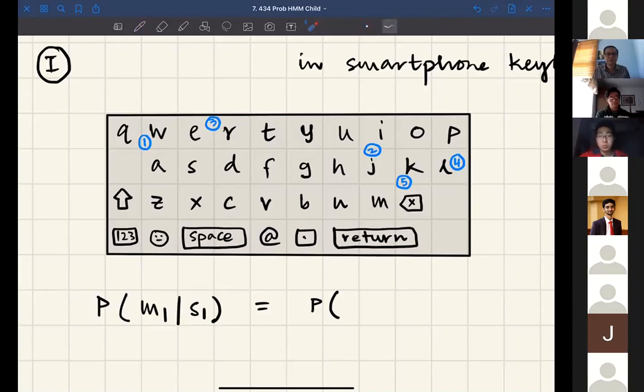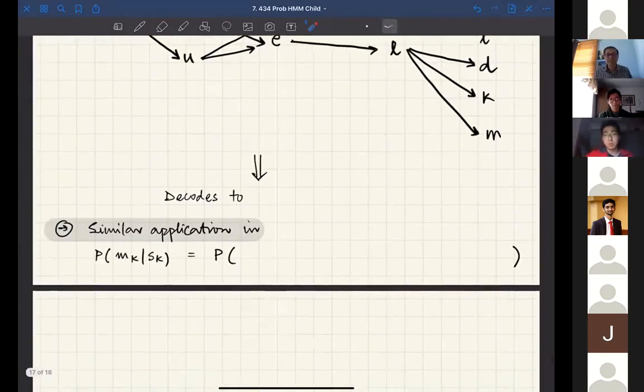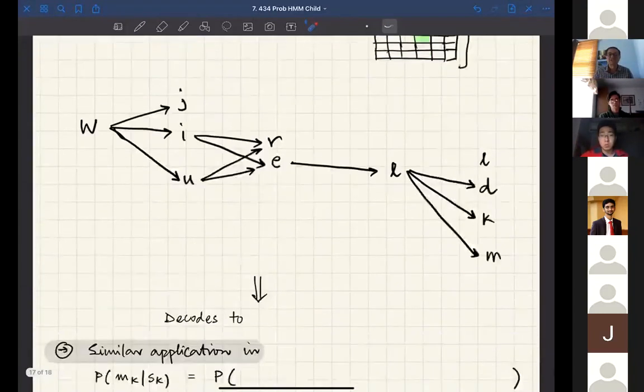Is it Q? Is it W? How do you know? That's the measurement given state. And the state given the previous state, that's the model. You combine them, you do auto edit. Right? And we'll also talk about speech recognition, where you're hearing something and you have to decode speech. All of these are beautiful applications of hidden Markov models.